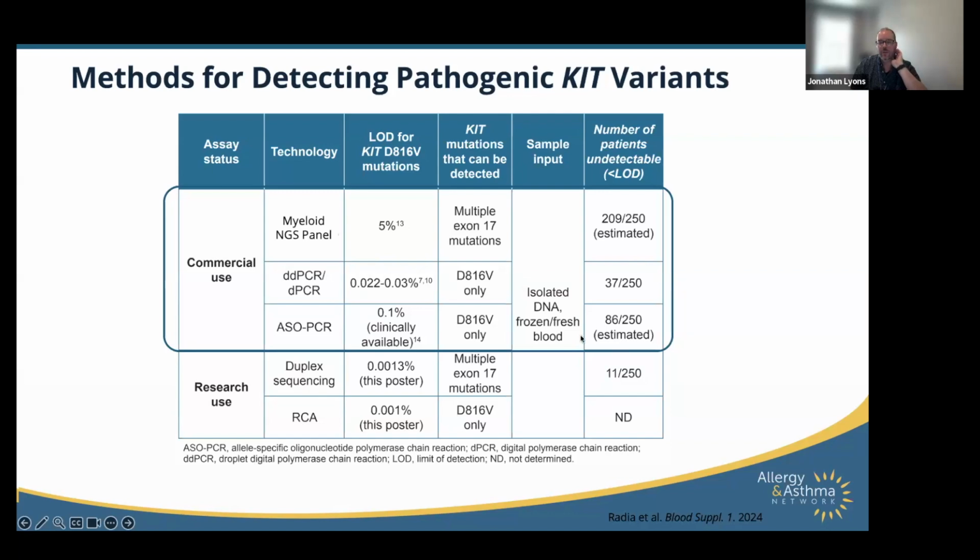It's not perfect. As you can see, this is data from an abstract that was presented this last year at ASH, the American Society of Hematology meeting. And there are better techniques sort of in the wings. So these research tests down here, duplex sequencing or RCA, which is rolling circle amplification, you can see that, again, we're doing about tenfold better again. And it's likely that some of these may become clinically available in the next year or so.